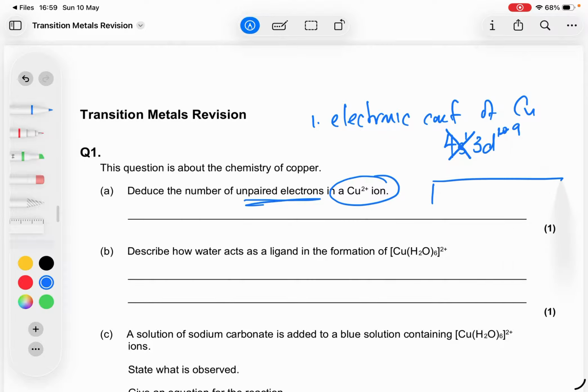How many unpaired? So there are 9 electrons: 1 2 3 4 5 6 7 8 9. One unpaired.